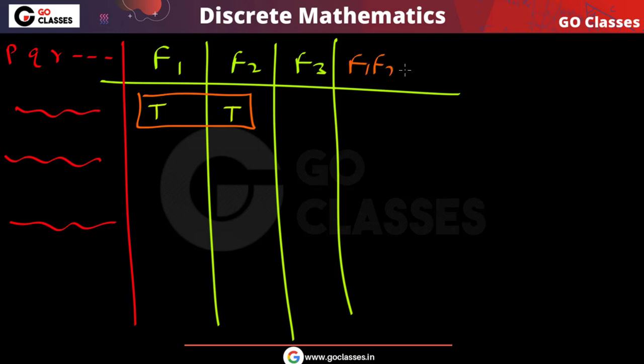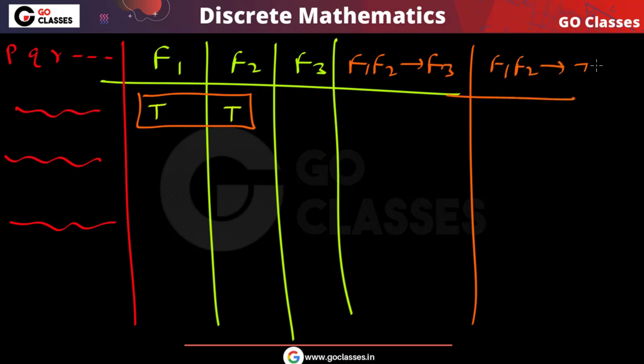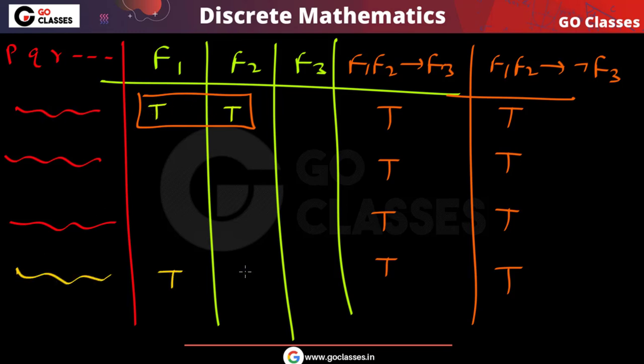Because remember, f1 f2 implies f3. Okay, this is f1, and f1 f2 implies negation f3. And remember, it is given that these are tautologies. So f1 f2, it is never possible that both are true. In any case, it is never possible that both are true. Why?